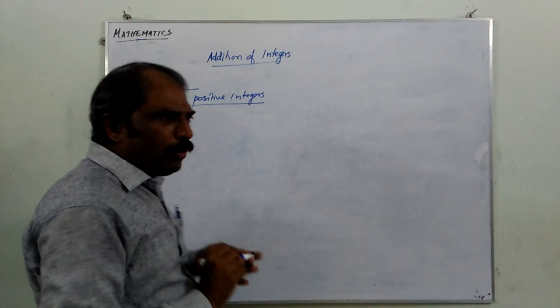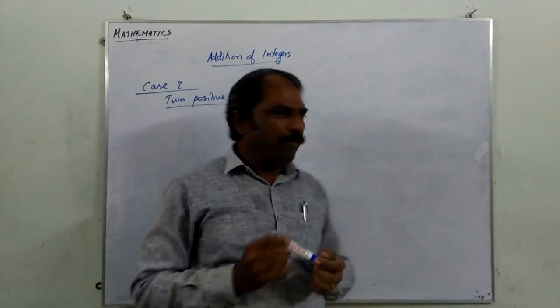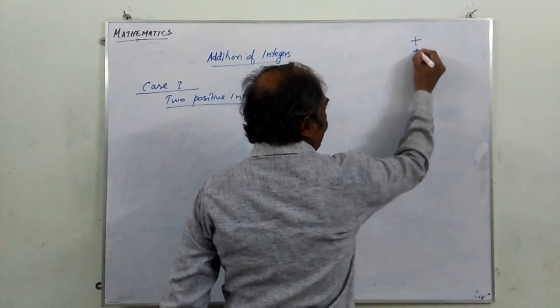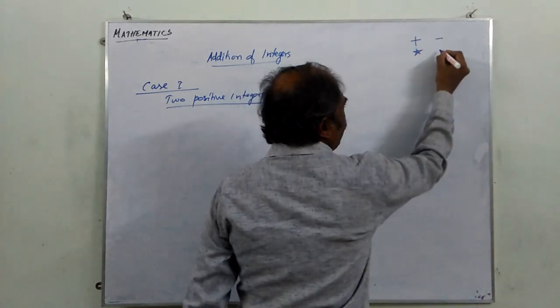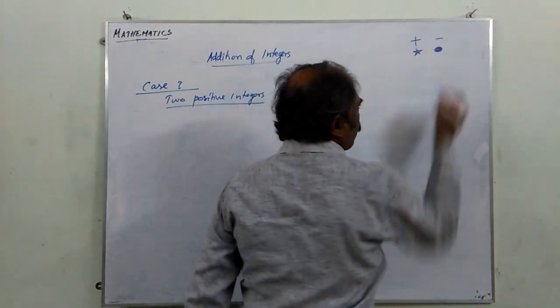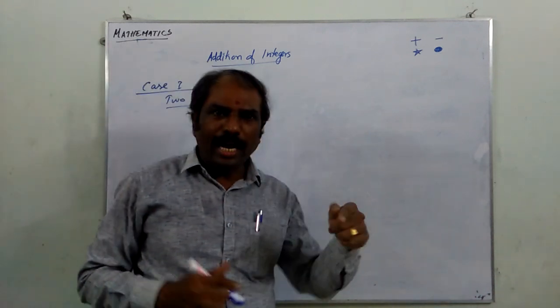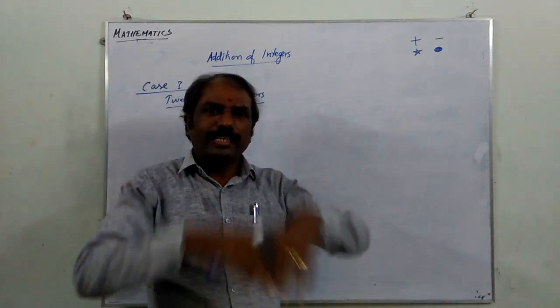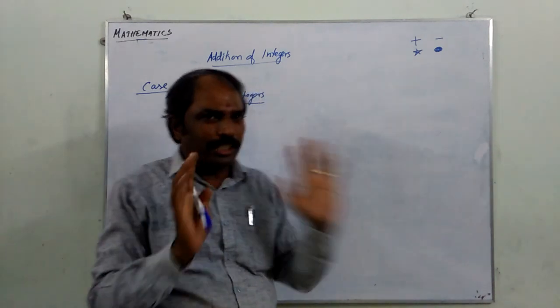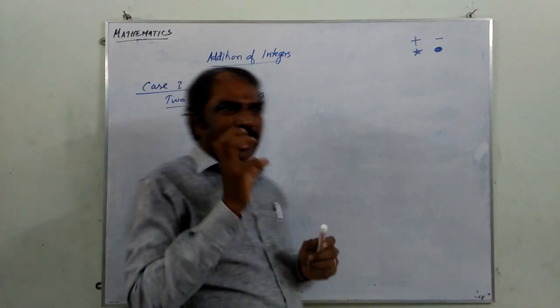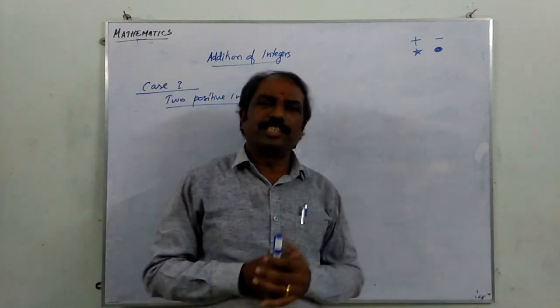Now here we are going to have some assumptions. For a positive integer, we are going to have a star, and for a negative integer, we are going to have a dot. And when a star and a dot come together, they vanish. This assumption you should have: a star and a dot vanish each other.